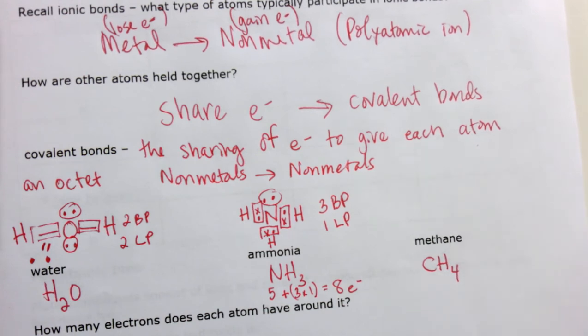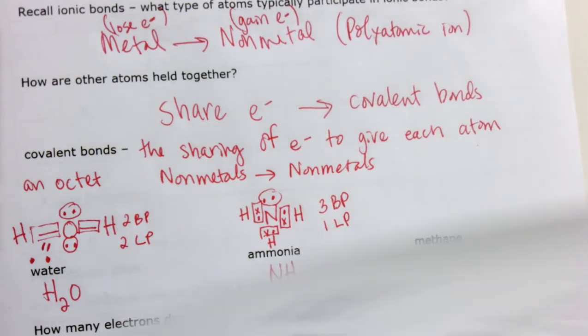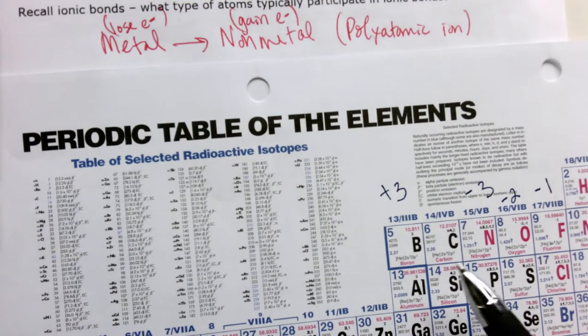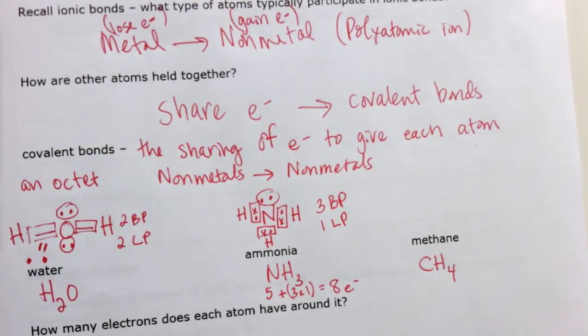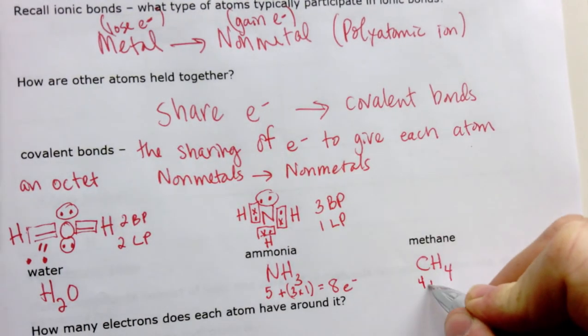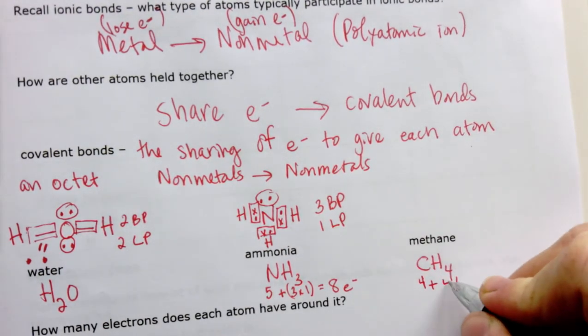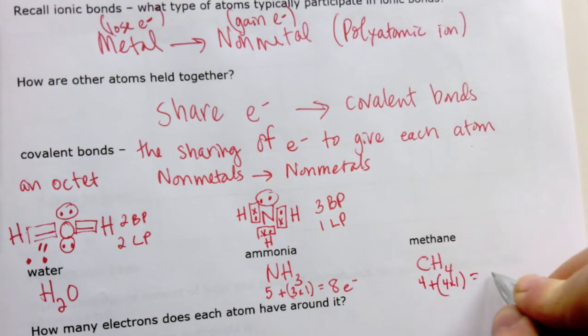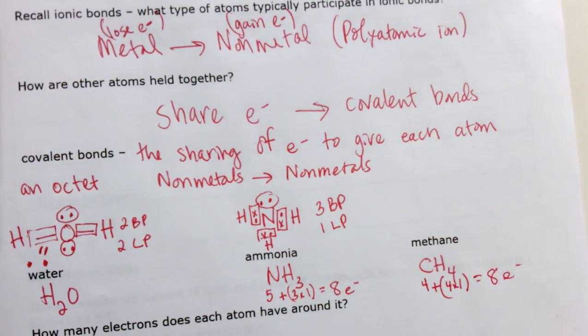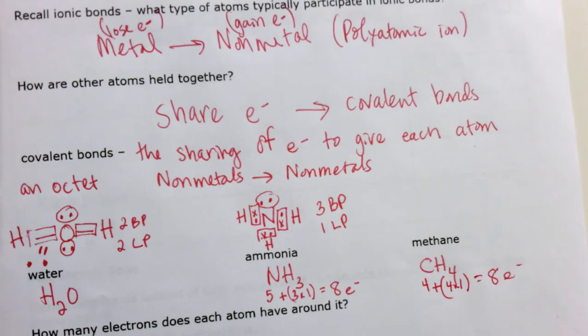All right, so methane, we'll go through and do the same thing. Carbon is in group 4, so it has 4 valence electrons. So 4, and then hydrogen has 1 valence electron, but I have 4 of them. So I'm going to have 8 electrons in the structure of methane as well.